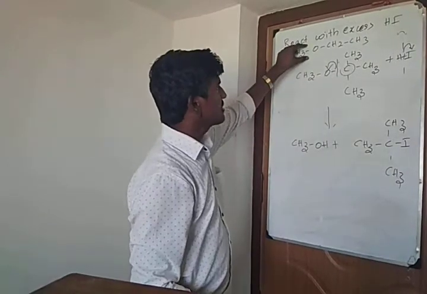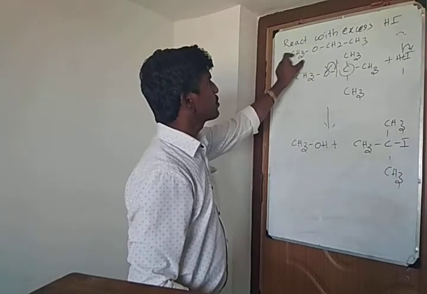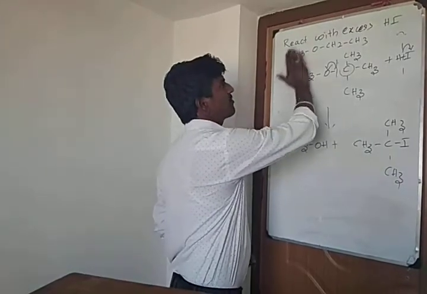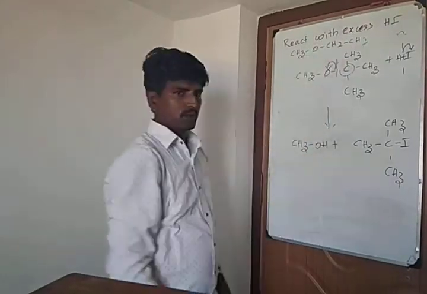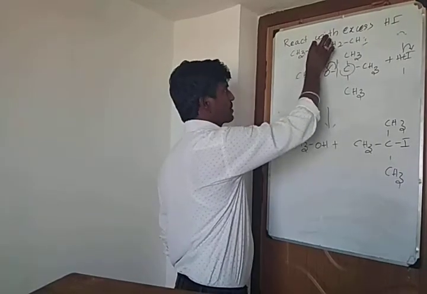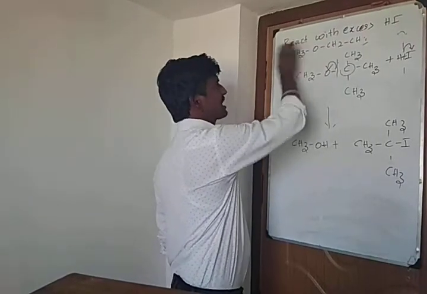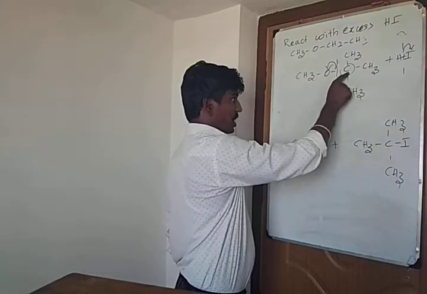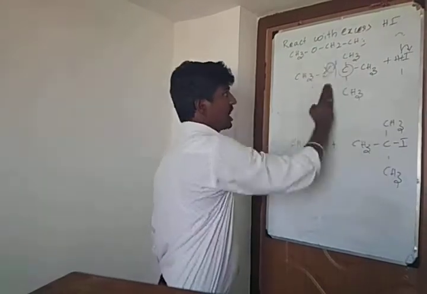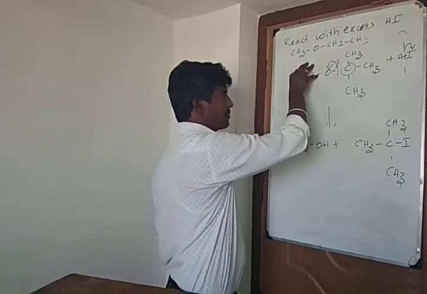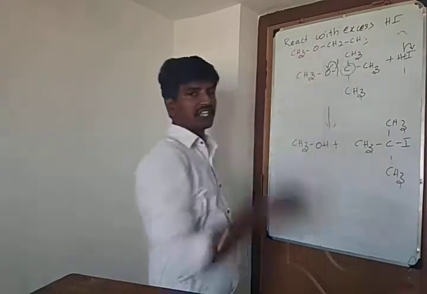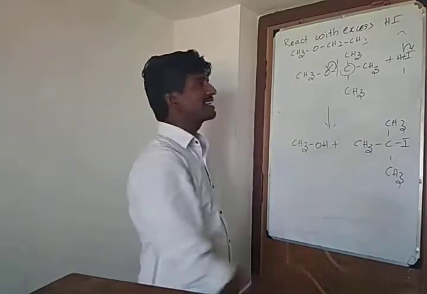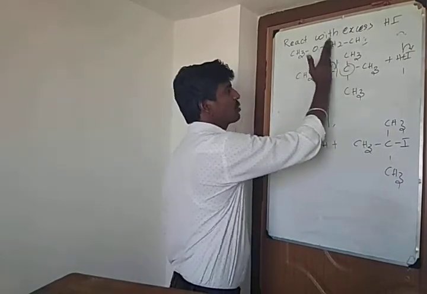In this simple ether, the bond cleavage is between the methyl group and oxygen, because both alkyl groups are primary alkyl groups. So the bond breaks between oxygen and the small alkyl group. But here, the bond cleavage is between the tertiary carbon and oxygen. What's the reason? One is primary, another one is tertiary. Due to tertiary carbocation stability, the bond cleavage is between carbon and oxygen. Here only you have to break.